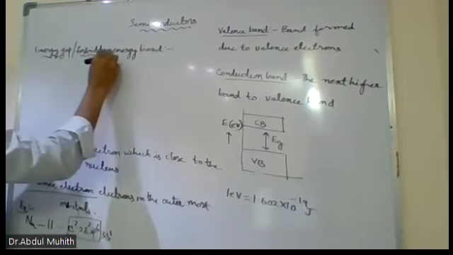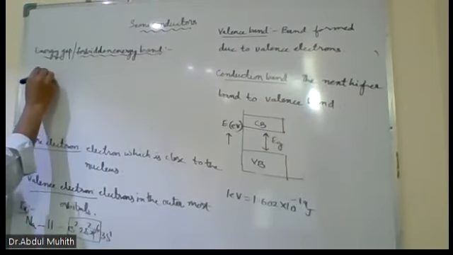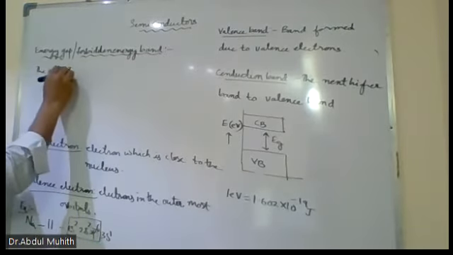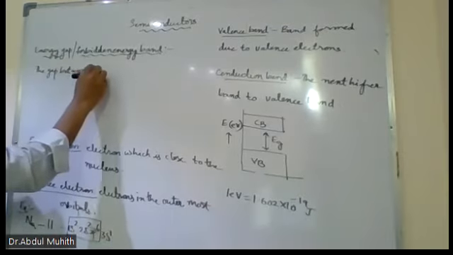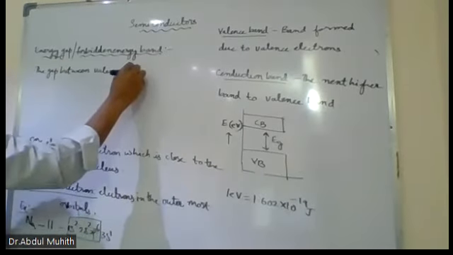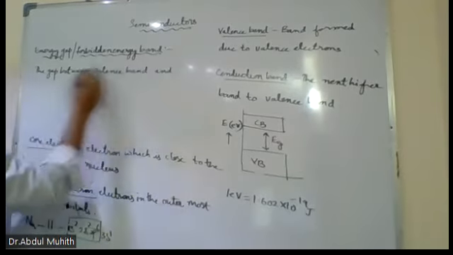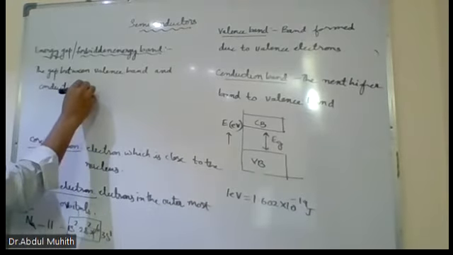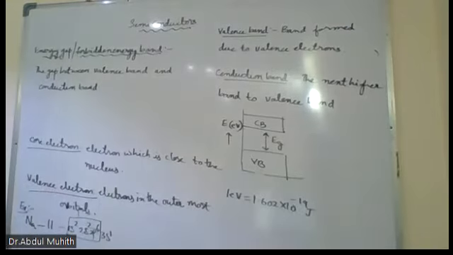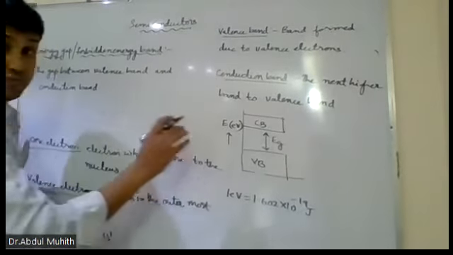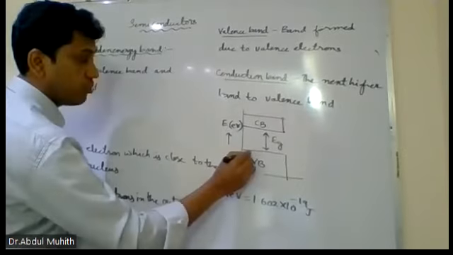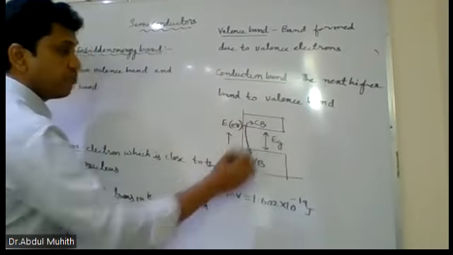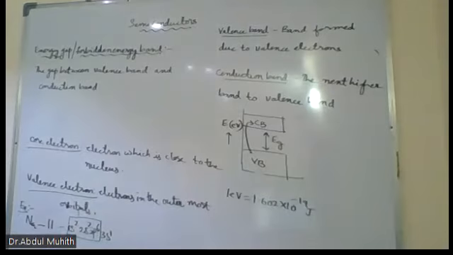So what is the meaning of this? The gap between the valence band and the conduction band is known as the energy gap, or forbidden energy gap. If conduction has to take place, the electron first has to jump from the valence band to the conduction band. Understood? The electron has to jump from the valence band to the conduction band.